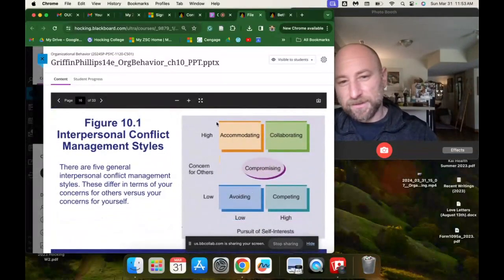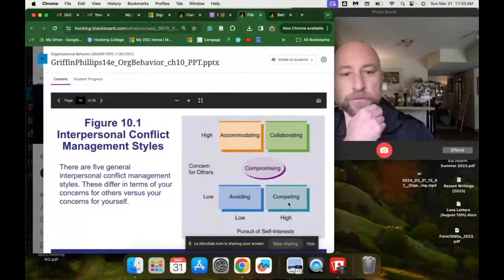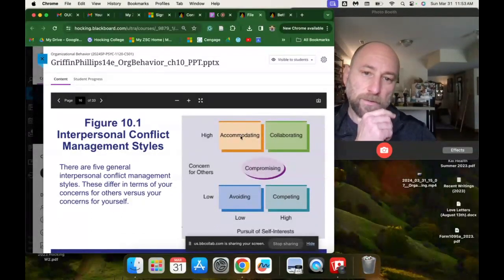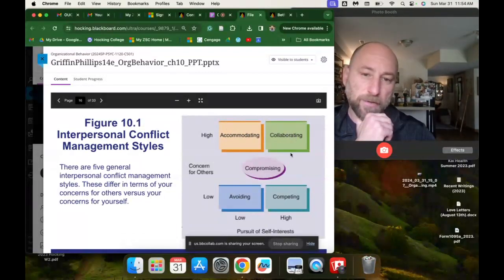Here's a handy dandy little chart. Here we've got low concern for others in this corner, high concern for others up here, and here we've got pursuit of self-interest. When people are low in concern for others and high in self-interest, they're going to compete. When they're low in self-interest and low in concern for others, they're going to avoid. If they're low in self-interest and high in concern for others, they're going to accommodate. And if they're high in both, they're going to collaborate.